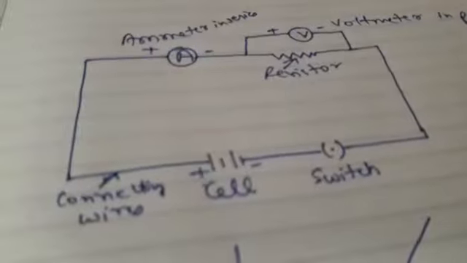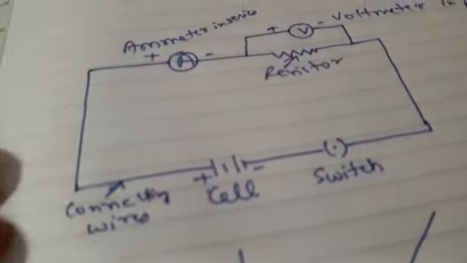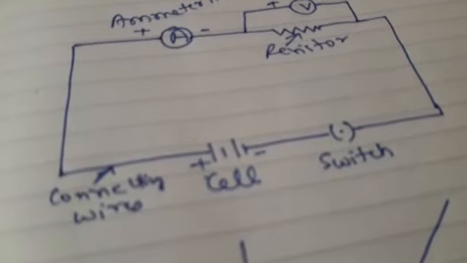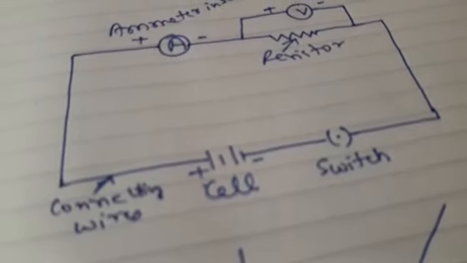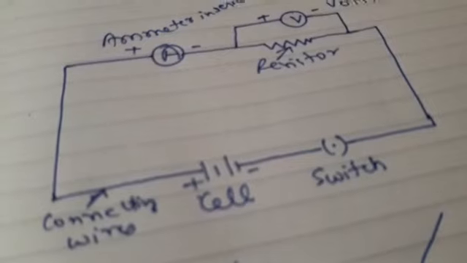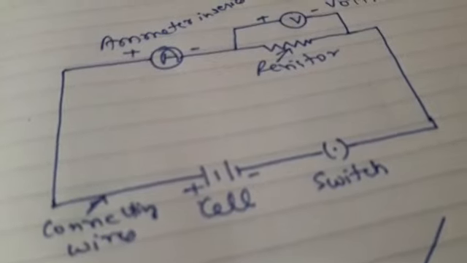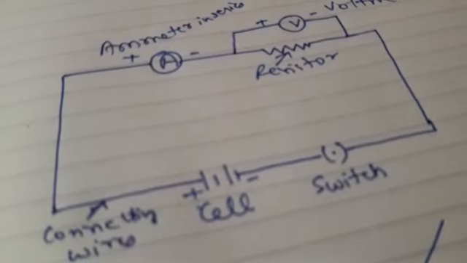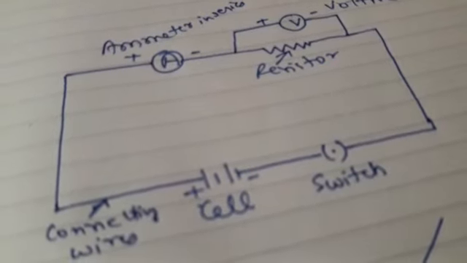In an electrical circuit consisting of connecting wires, we have the cell or the battery, and we have the switch. The very important thing: the switch is given by a dot. The dot means it is closed. If the dot is not there, that means the switch is open and the circuit is broken.